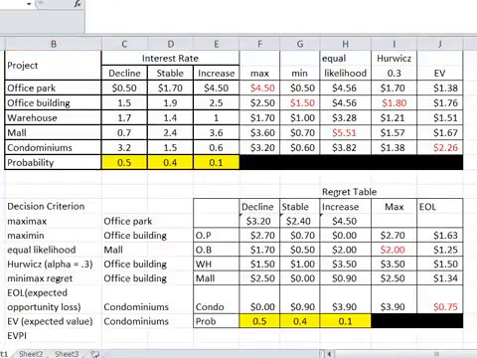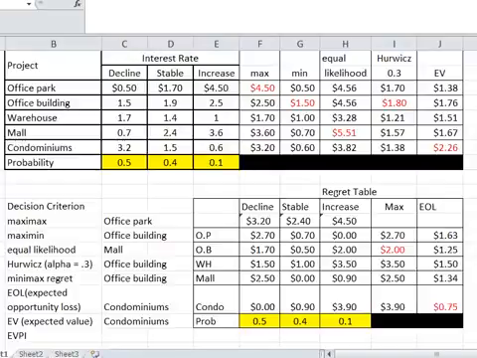Let's say there's a fortune teller who can accurately predict the future interest rate in the next 5 years. But the thing is, this fortune teller wants to be paid. How much is his information worth to us? Once again, we are assuming that this fortune teller is going to be perfect or 100% accurate.